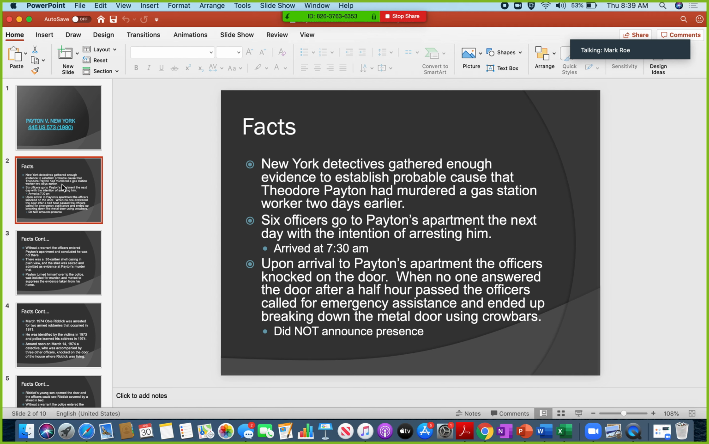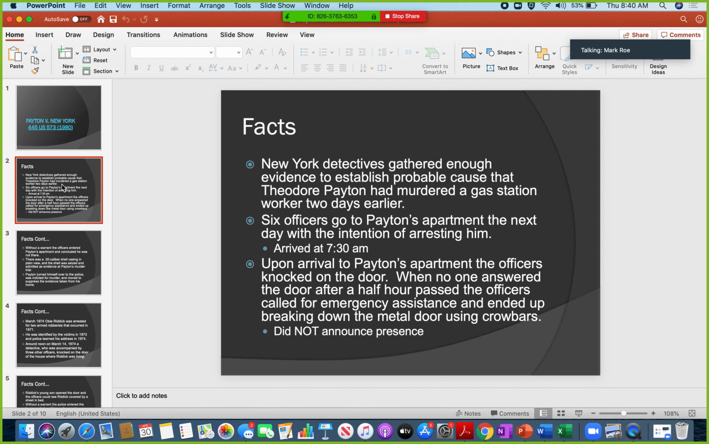There was a Theodore Payton who was alleged, there was probable cause that Theodore Payton had murdered a gas station worker. Officers a few days later, or the next day, go to Payton's apartment. Their intention is to arrest him for this murder. Again, key point that they arrived at 7:30 in the morning.